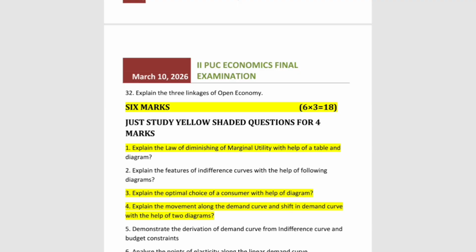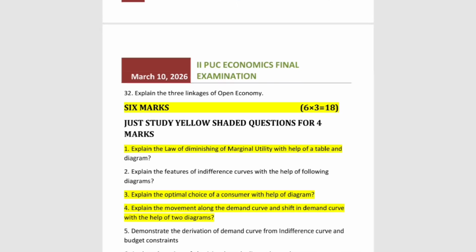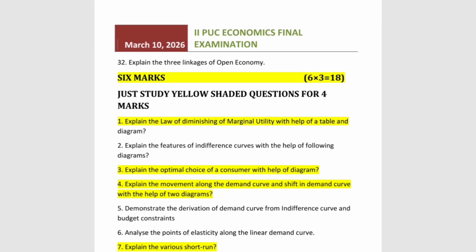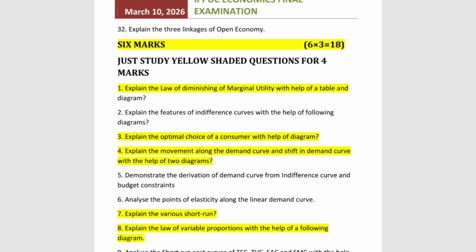The first question will be explain the law of diminishing marginal utility with the help of table and diagram. The second question will be explain the features of indifference curves with the help of diagram. The third question will be explain the optimal choice of the consumer with the help of diagram. The next question is explain the movement along with demand curve and shifting demand curve with the help of a diagram.